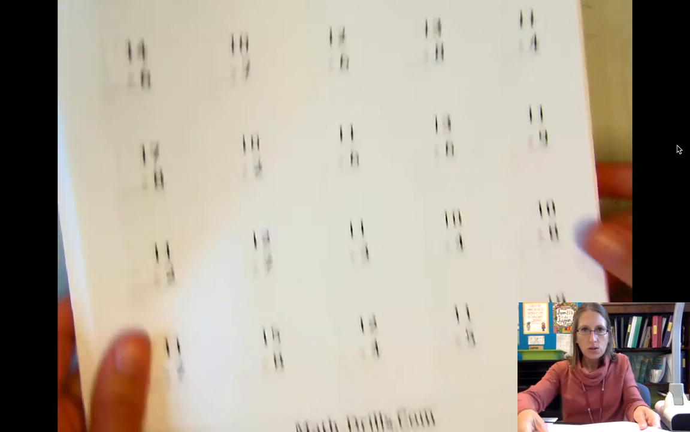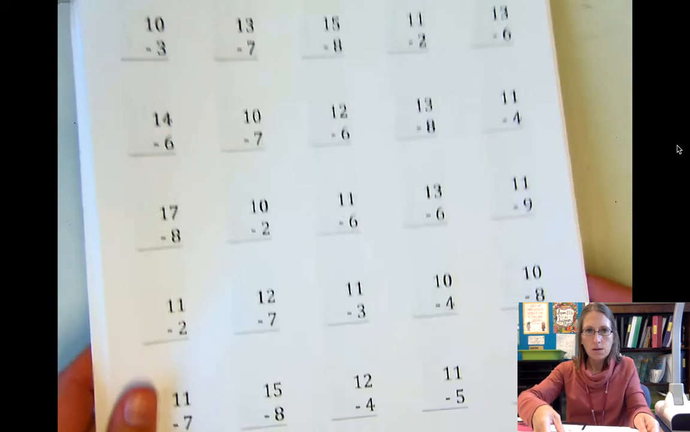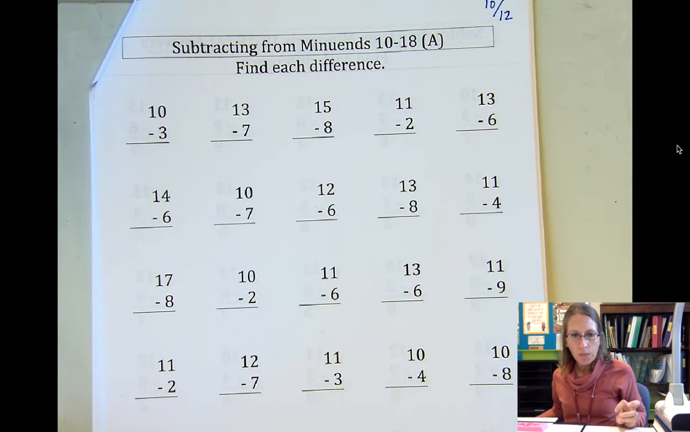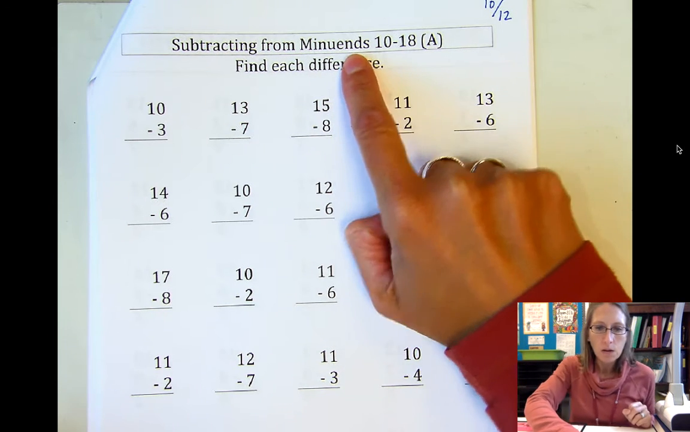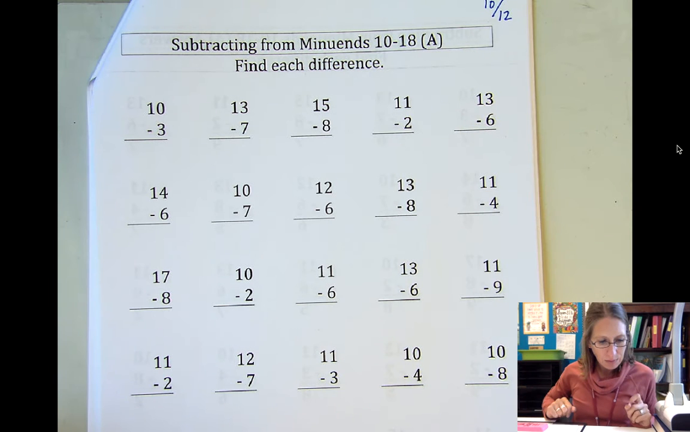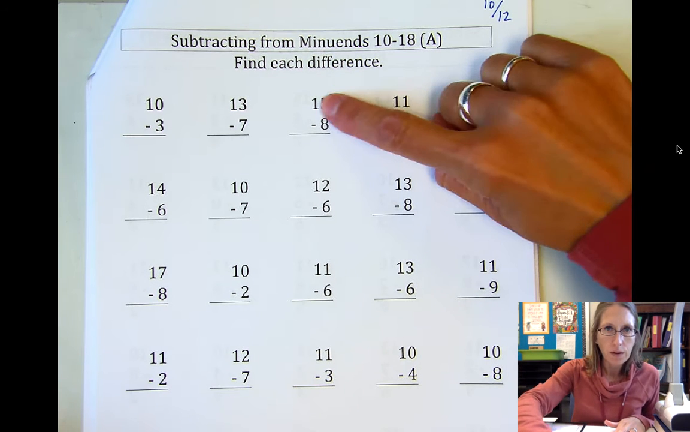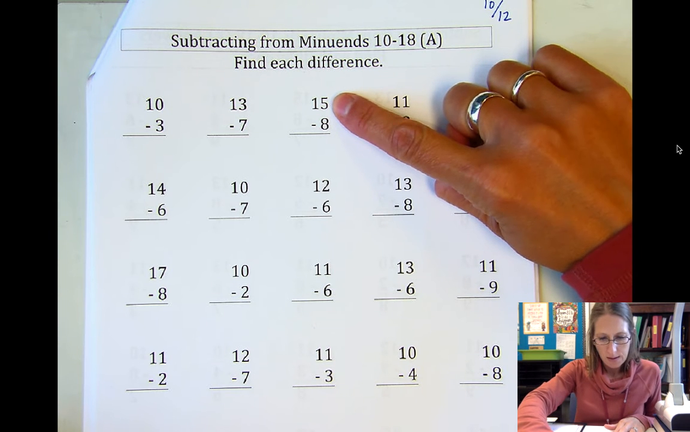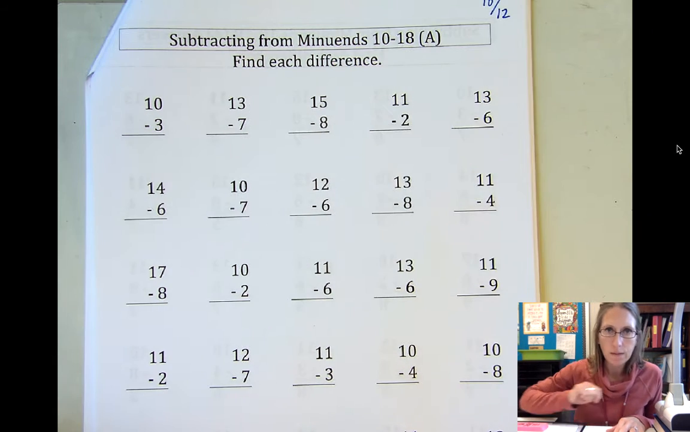We are on page 6 today. This is some subtracting from minuends. Ooh, that's a fancy word. Minuends 10 to 18. And I believe the minuends is a fancy word for this top number. So we call it the whole number. I didn't know that. It's called the minuends.